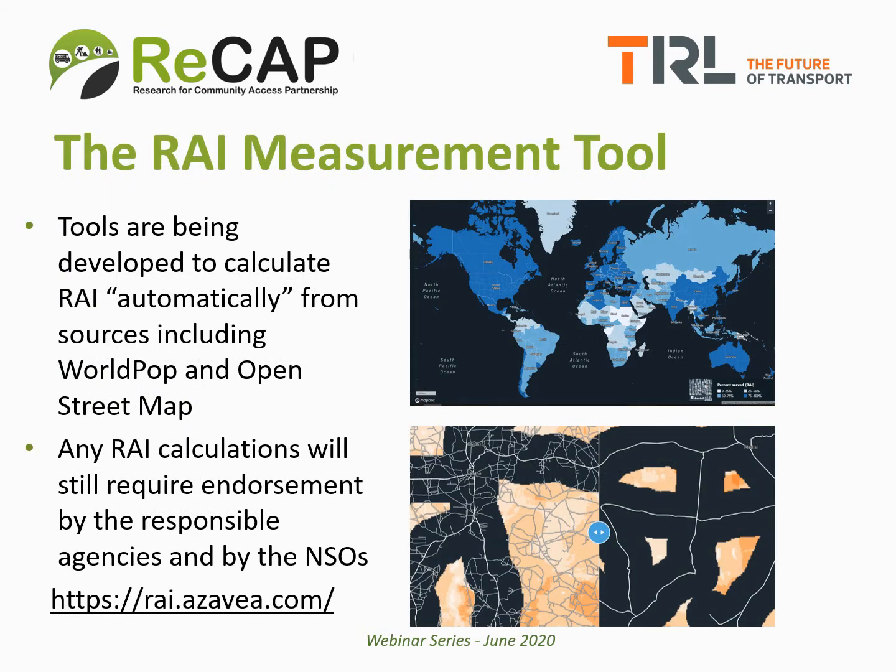A free open source measurement tool has been developed to show RAI for each country in the world using open source data. This also includes the 3 in-country RAI calculations carried out by TRL as part of the ReCAP RAI project. The open source data used includes WorldPop, OpenStreetMap, and the GRUMP database, as mentioned in Webinar 4. This measurement tool is due to be presented on the UN Global Platform as a demonstration to motivate feedback and to allow countries to assess their potential for RAI measurement.